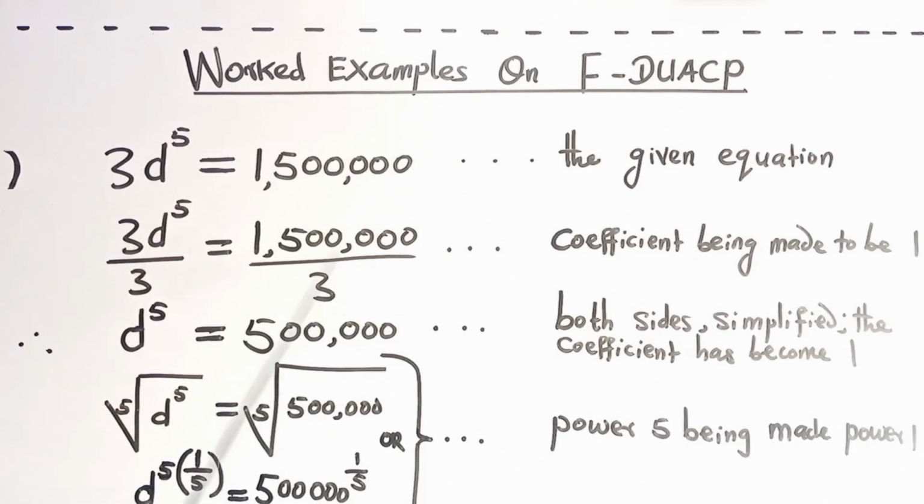The next line is going to focus on clearing the obstacles. We have two obstacles here, don't forget. 3 as a coefficient and 5 as power. Both of them must be made to be equal to 1. As earlier learned, we have to start making 3 become 1. So how do we make 3 become 1?